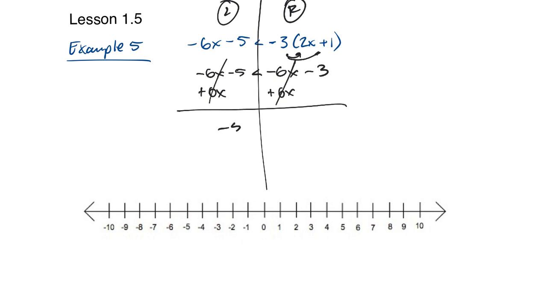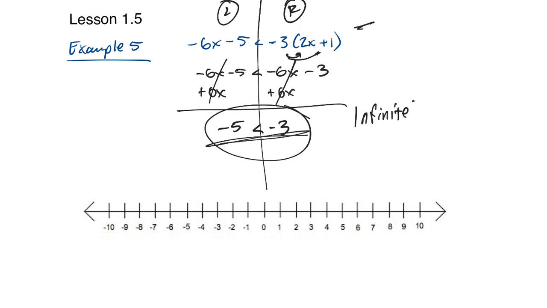and I'm done. So I got negative 5 is less than negative 3. Is this true? Is negative 5 a smaller number? Well, let's look. Here's negative 5. Here's negative 3. That works. That's true. So that means it doesn't matter what number I put into this equation here, I'm going to get a true statement down here. So I'm going to say infinitely many solutions. So infinitely many solutions, so we're good.